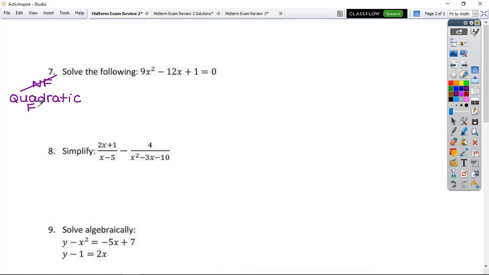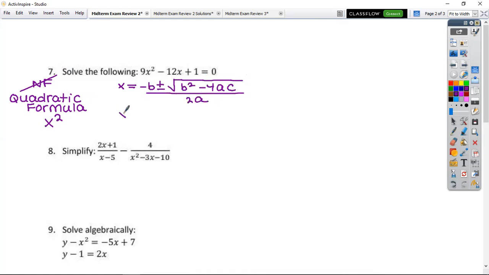Quadratic formula is going to work anytime you have a quadratic, which is that x squared. So if you ever get stuck, use that. So I go x is equal to negative b plus or minus square root of b squared minus 4ac all over 2a. Again, you don't need to memorize that one.